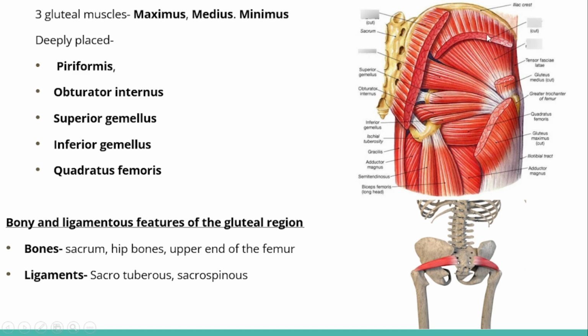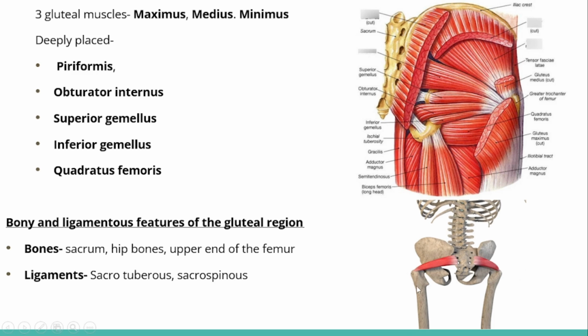Deep to these 3 muscles, another set of muscles is located. We learn them gradually. First is the piriformis muscle. Then we have the obturator internus muscle. Between the piriformis and obturator internus, we have the superior gemellus, and below the obturator internus, the inferior gemellus. And below the inferior gemellus, the quadratus femoris muscle is located. These are the muscles in the gluteal region.